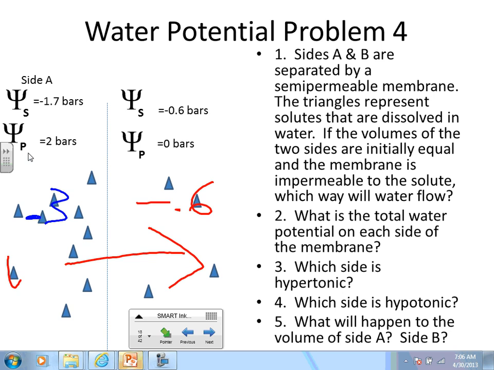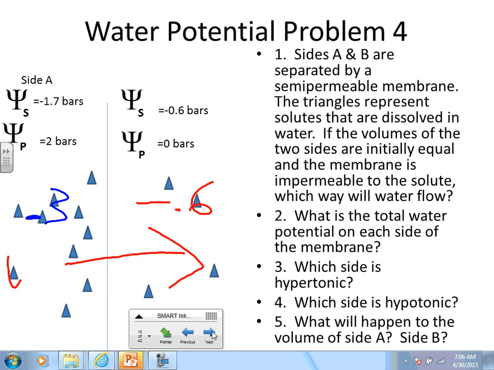So the rest of the question here, which side is hypertonic? This side, because hypertonic means more what? More higher solute concentration. This side would be hypotonic. And normally water moves from hypo to hyper. But in this case, the pressure is not letting that happen. And then finally, what will happen to the volume of side A? It's going to go down because water's moving over that way. And that means the volume over here is going to go up. Does that make sense?